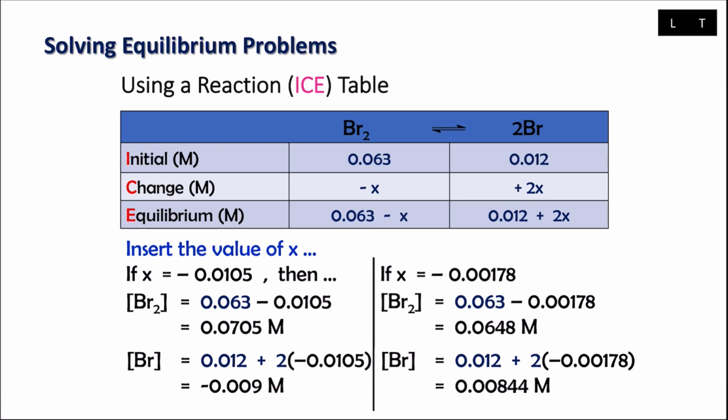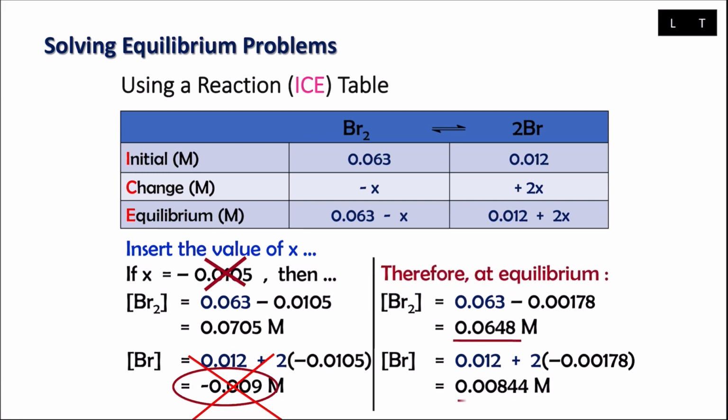So sekiranya awak bandingkan dua nilai tersebut, awak akan nampak this one is negative value for the concentration. There is no negative value untuk concentration sebenarnya. So sebab itulah this value is wrong. So maknanya kita tak boleh guna nilai X negative 0.0105. So yang tinggal adalah this X. So bila this X, maknanya concentration for Br2 dan juga Br at equilibrium adalah nilai yang saya cari menggunakan nilai X bahagian sini. So senang sahaja untuk awak determine this part.